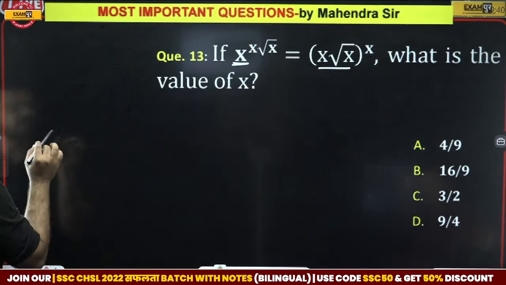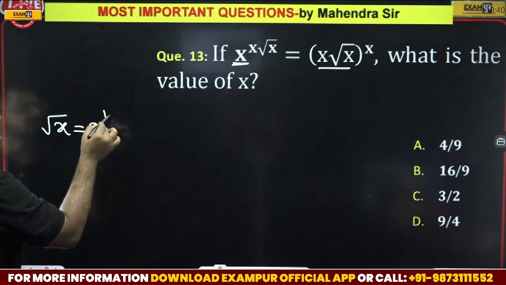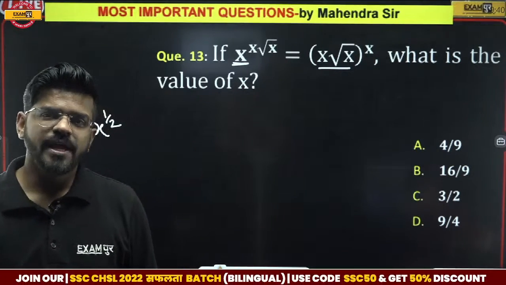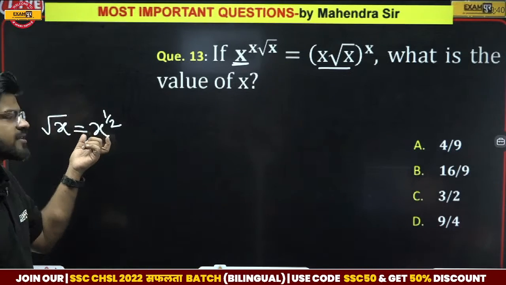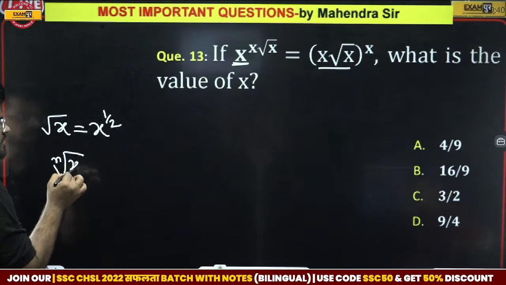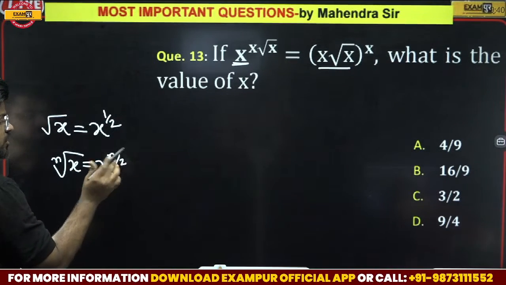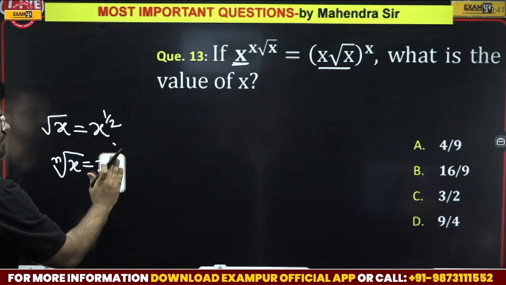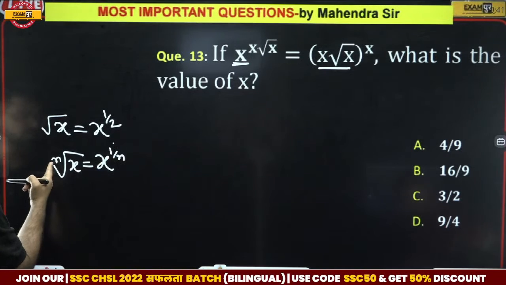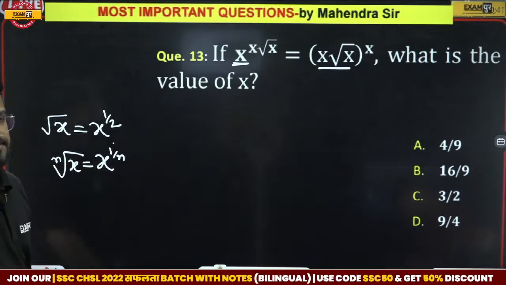For that, you should know that under root x can be written as x to the power 1 by 2. Or we can say the nth root of x can be written as x to the power 1 by n. That means if there is a cube root, there will be 1 by 3, fourth root 1 by 4, like this.